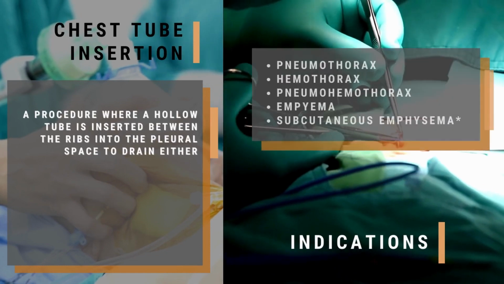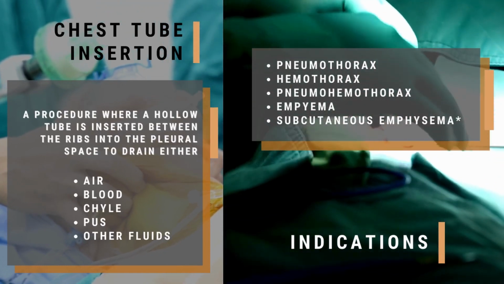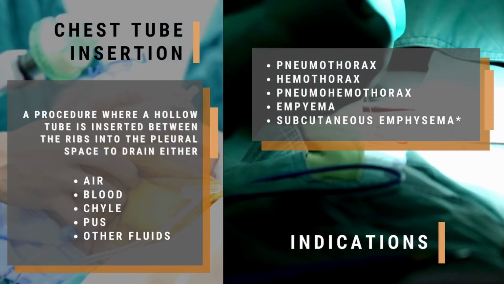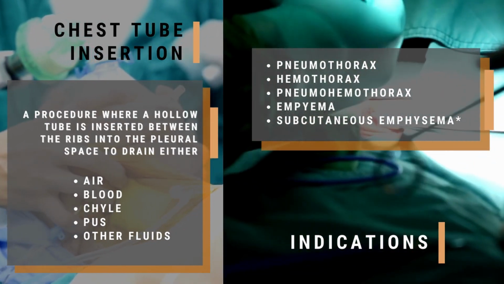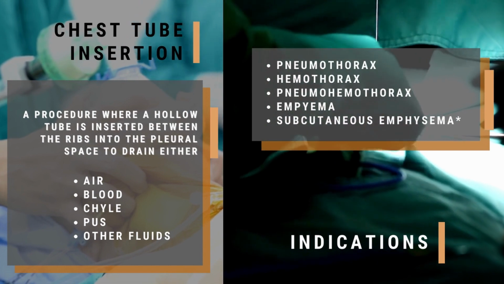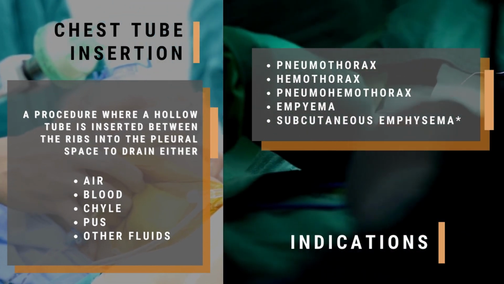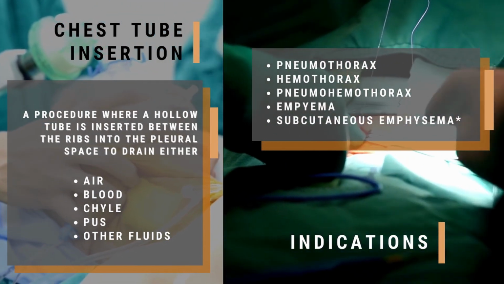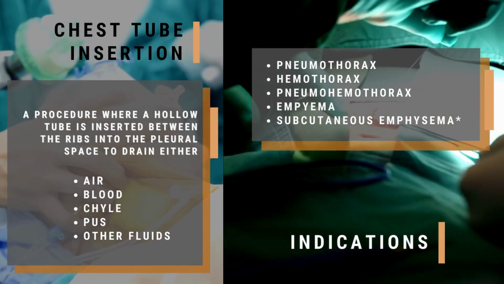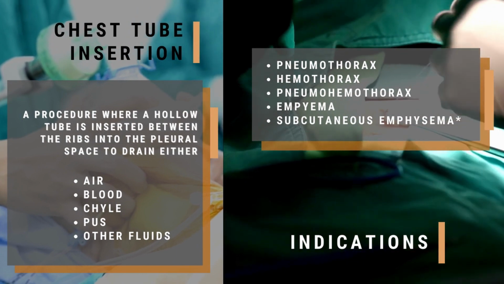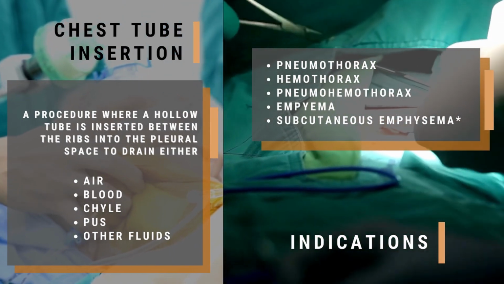Chest tube insertion is a procedure where a hollow tube is inserted between the ribs into the pleural space to drain either air, blood, chyle, pus, or other fluids. Indications are pneumothorax, hemothorax, pneumohemothorax, empyema, and subcutaneous emphysema of the chest wall in a patient who has sustained chest wall trauma requiring ventilator support or general anesthesia.